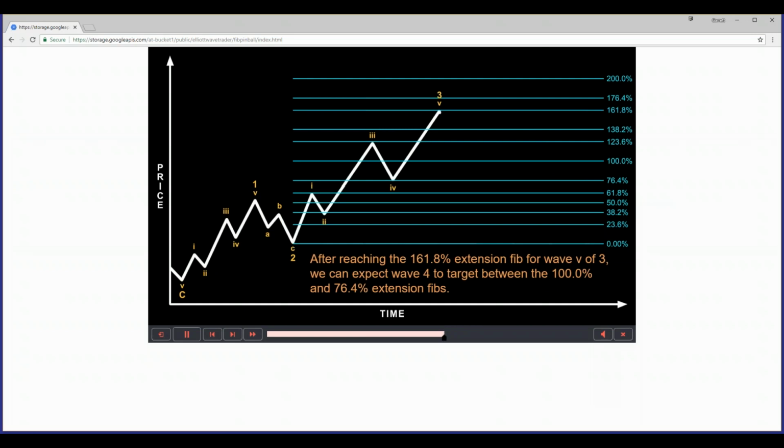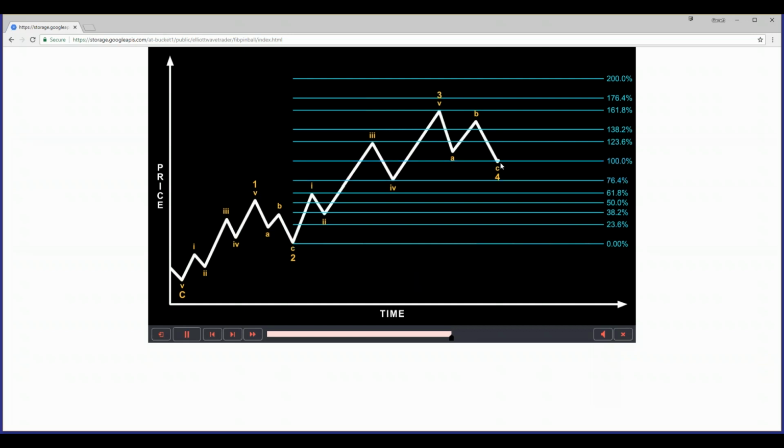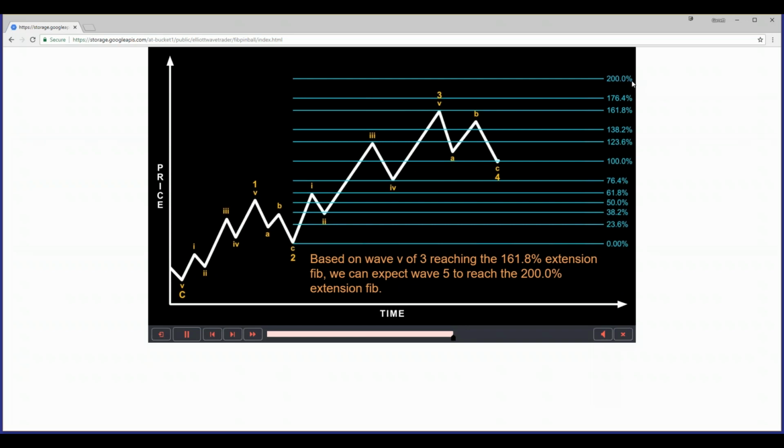Assuming wave 3 completes there, and you start to pull back in wave 4, then between the 100% to the 764 is where you look for the target support as that 4th wave to hold, with the 100% being slightly more common than seeing deeper down to the 764. So that would be basically where you might put a limit order to enter back into the position. And assuming your 4th wave holds that 100% extension, then looking for wave 5 to target the 200%.